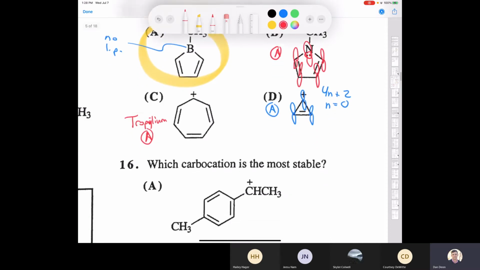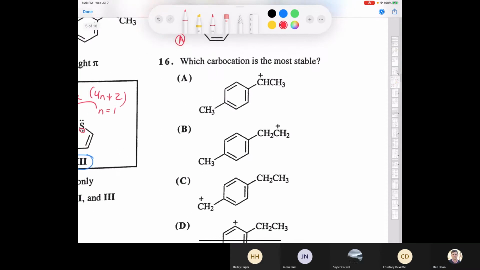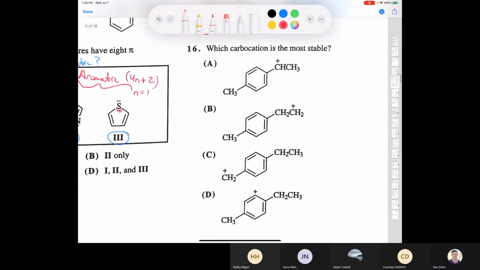Okay, let's try. Could anybody tell me in 16 which one of these carbocations would be the most stable? So I'm looking for the most stable carbocation out of all of these. Yeah, I tend to agree with you, right?